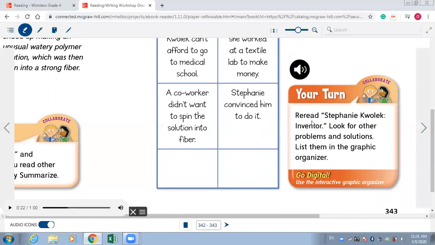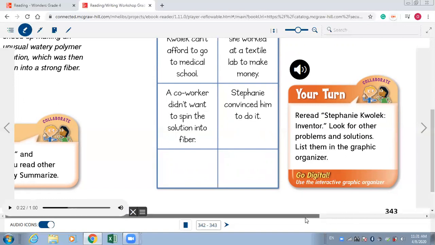Dear students, here you are invited to find a problem in the story and find the solution for that, and look for the action that was taken to solve this problem and find the solution. It says, reread Stephanie Kwolek, Inventor, look for other problems and solutions, list them in a graphic organizer. Graphic organizer means a chart like this one. We can go back to the story and find a problem here and write the solution here.